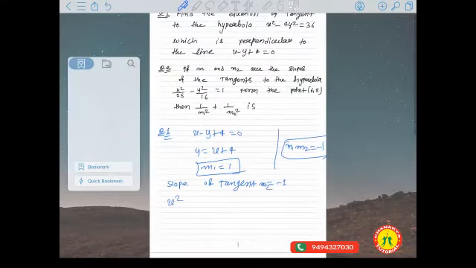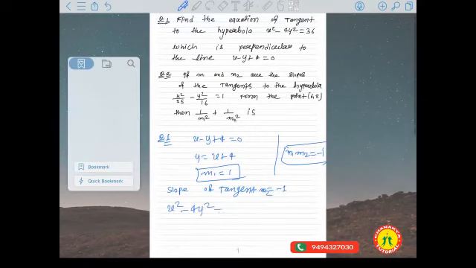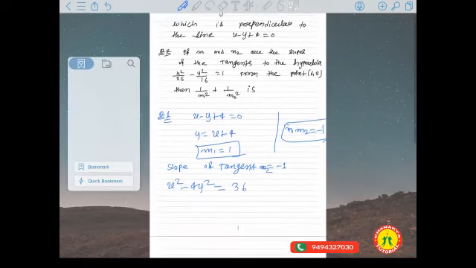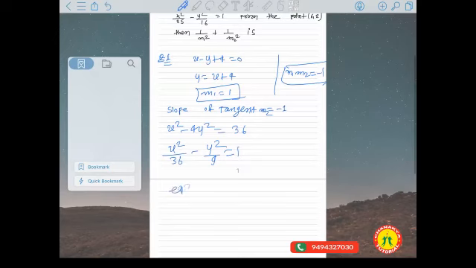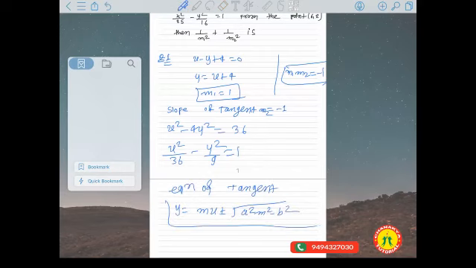x square minus 4y square equal to 36. This is the equation of hyperbola. Now divide by 36, we get x square by 36 minus y square by 9 is equal to 1. So what will we write as the equation of tangent in slope form? Equation of tangent to the hyperbola, y is equal to mx plus minus root under a square m square minus b square. Right?